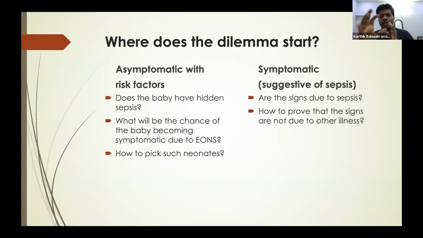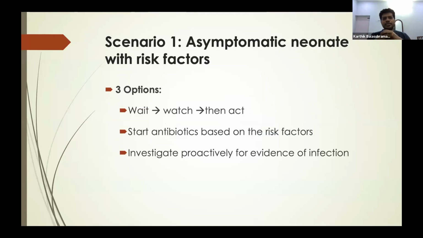The other scenario is where you have a symptomatic baby having some features of infection. The dilemma is whether these symptoms are because of infection. How to prove that these signs are because of an infection, not because of any other illness? So that's how the confusion starts. Now let's look at a few scenarios. Scenario 1: there are risk factors in the mother. The baby is asymptomatic. The risk factors include prematurity, prolonged ruptured membrane, sometimes maternal fever, maternal tachycardia, etc. But the baby is well.